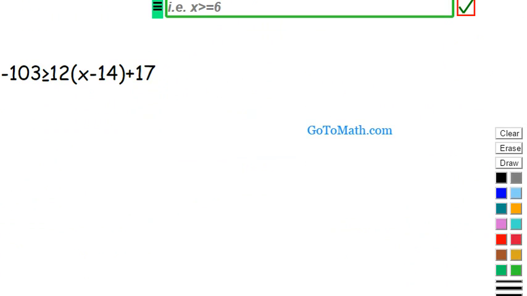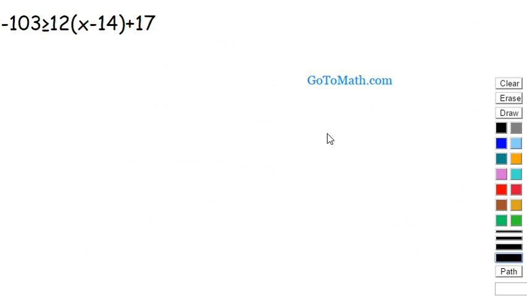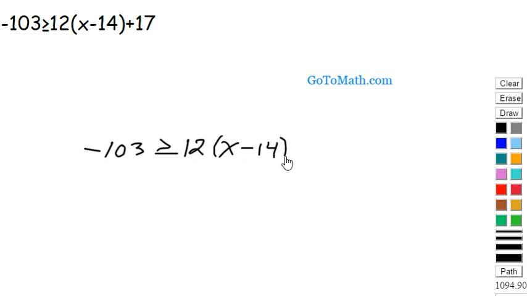What do we got going on? These things are starting to get a little bit more complicated, aren't they? So let me rewrite this out. So we got negative 103, I guess we'll use black, is greater than or equal to 12 times x minus 14 and plus 17.